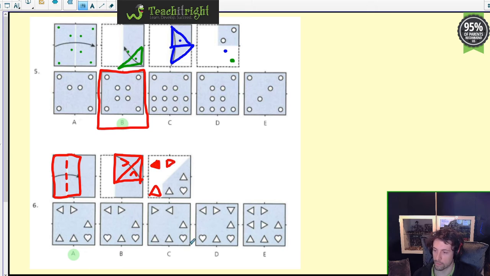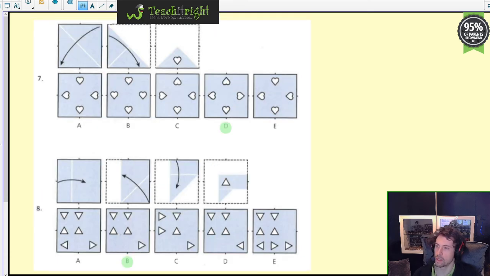Out and up. So then, that leaves us with, well, it can't be E because of these, too many shapes. Can't be D because of the heart. Can't be C because these are pointing towards one another. And then it can't be B again because of that heart in the corner. Leaving A as the only answer.